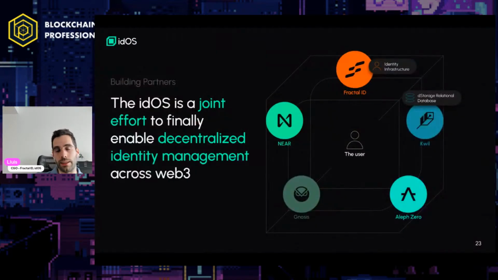And this is the idOS. This is what we have been building now for several months and what we already introduced, but it's becoming fully live very soon. Actually, in 3 weeks, it's going to be coming fully live first on Near. We have built this together with several partners. Fractal ID is bringing the identity infrastructure. Quill is building the decentralized storage relational database. And then we have 3 major ecosystems, which are Near, Gnosis, and Aleph Zero.